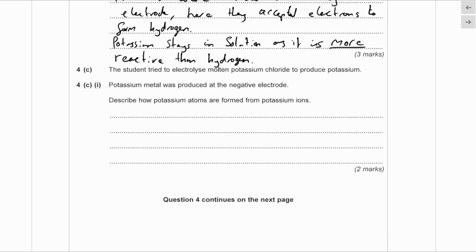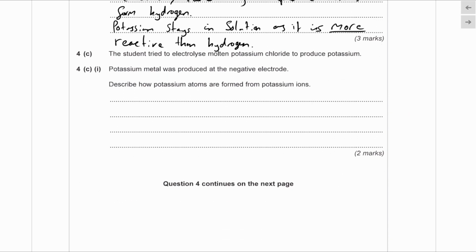So next, we've got 4C. The student tried to electrolyze molten potassium chloride to produce potassium. Potassium metal was produced at the negative electrode. Describe how potassium atoms are formed from potassium ions. Alright, so this time it's not in solution, so you don't have hydrogen ions. So all you can produce at the negative electrode are the potassium atoms, right, from the potassium ions.